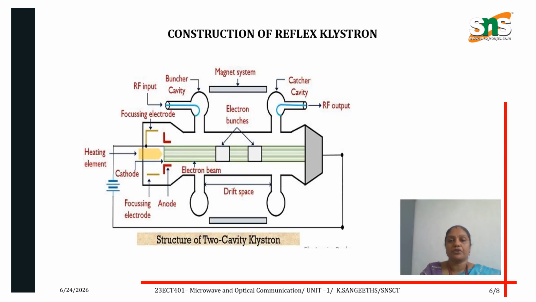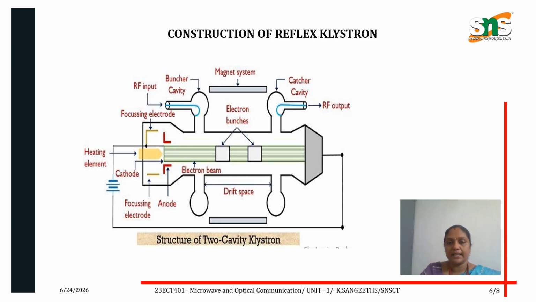And this is the construction of the two cavity reflex klystron. It contains a heating element, RF input, magnet system, and RF output. There are two cavities, a buncher cavity and a catcher cavity. The working principle of the two cavity klystron is that it operates on velocity modulation and electron bunching. So there are two cavities, one is the buncher and the other is the catcher.